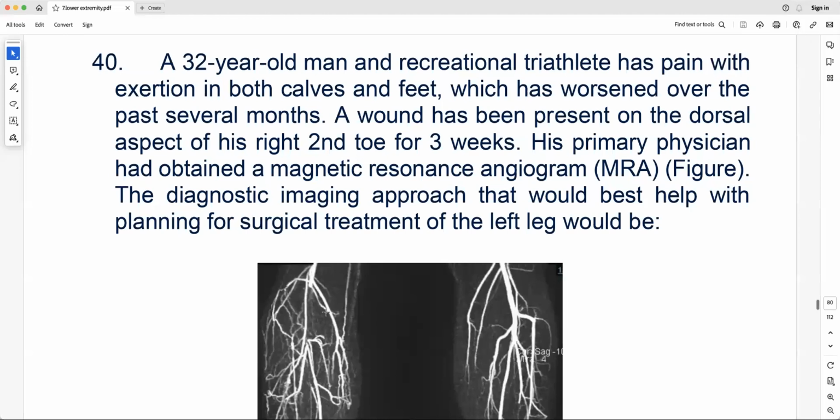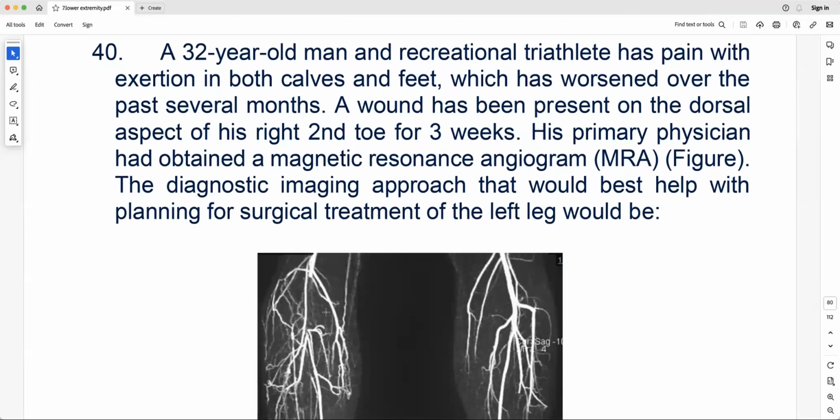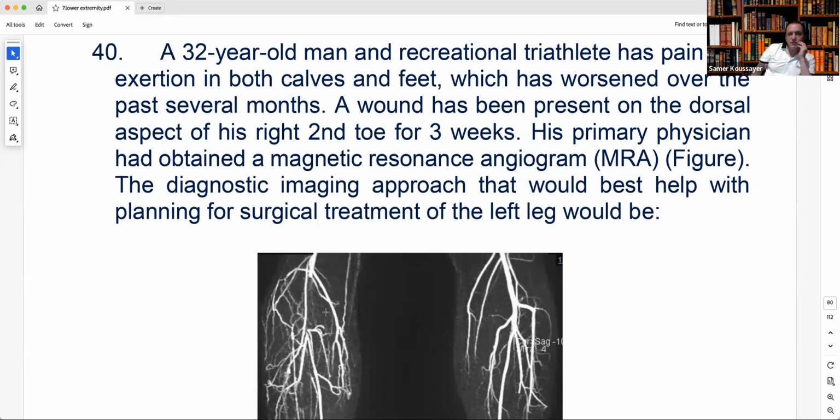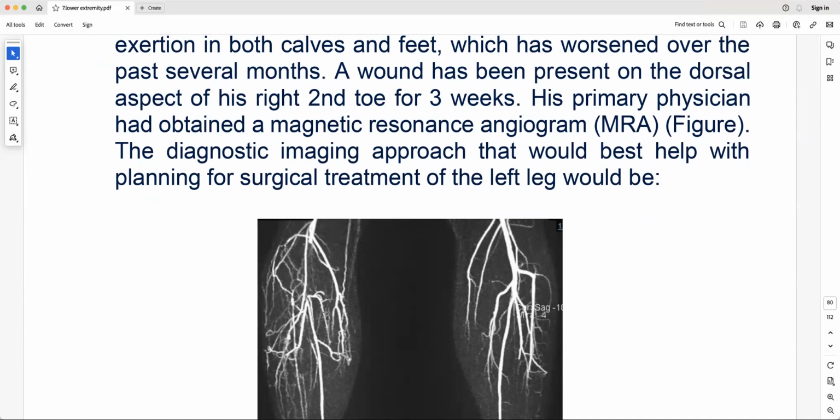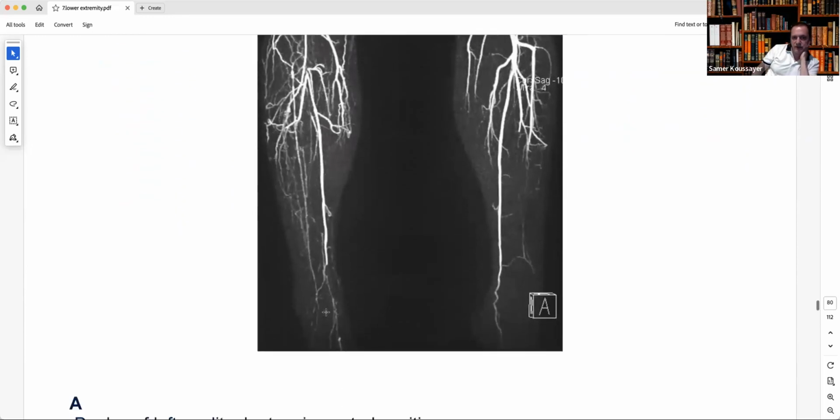So tell me which diagnostic imaging approach would best help you plan your surgical treatment. So treatment is surgery, right? For entrapment syndrome, we do a surgery, correct? There is no endovascular treatment for it. Yes, correct. So what is the diagnostic imaging test that best helps you plan your surgery? Let's see one by one.